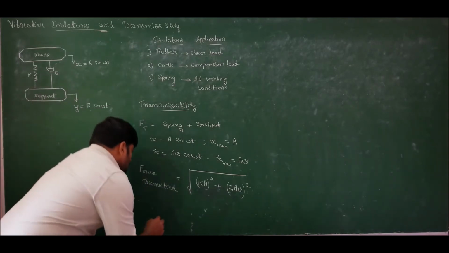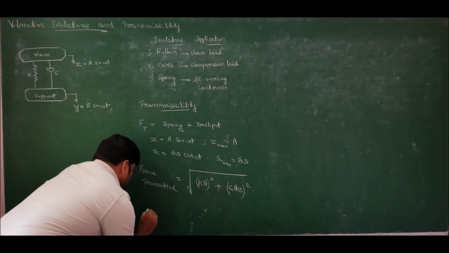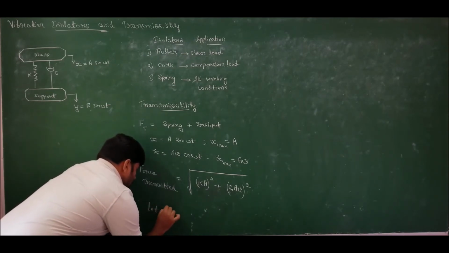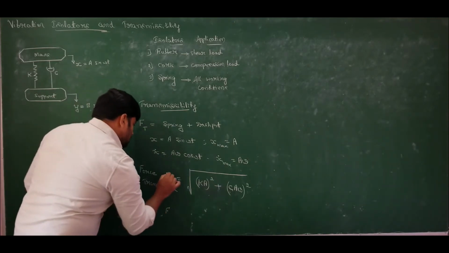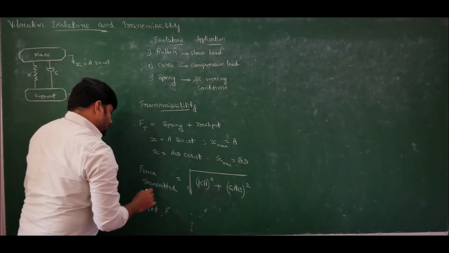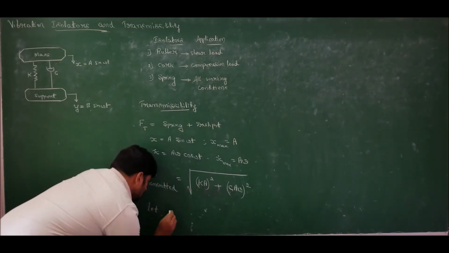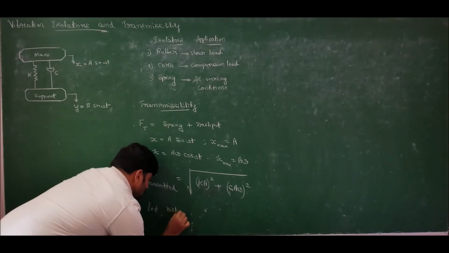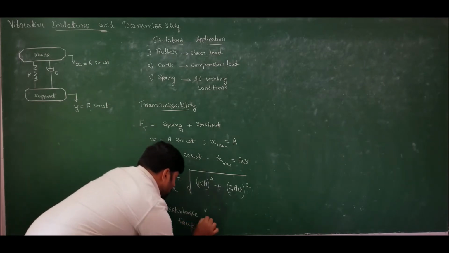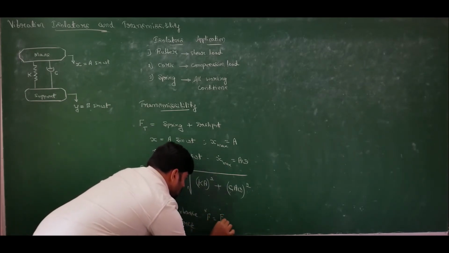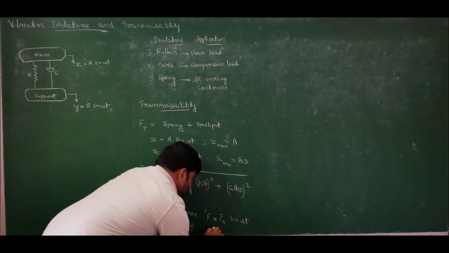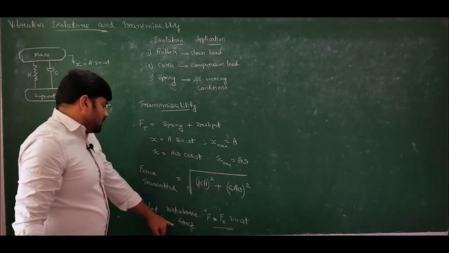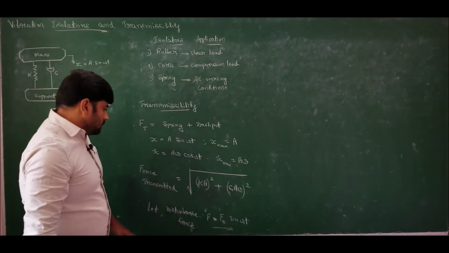And now what about the force applied? Let the disturbance force be called Ft. We have already called it Ft. Now let the disturbance force for vibration F be given by F naught sin omega t.